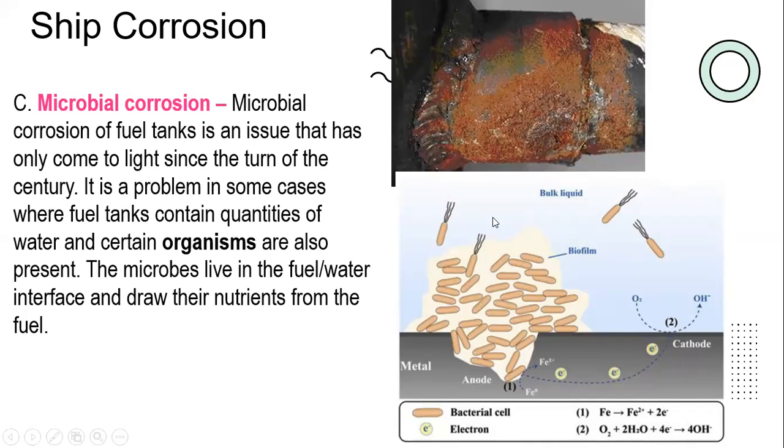Now for ship corrosion, next one is the microbial corrosion. Microbial corrosion of fuel tanks is an issue that has only come to light since the turn of the century. It is a problem in some cases where fuel tanks contain quantities of water and certain organisms are also present. The microbes live in the fuel or water interface and draw their nutrients from the fuel. Okay, so microbial corrosion.